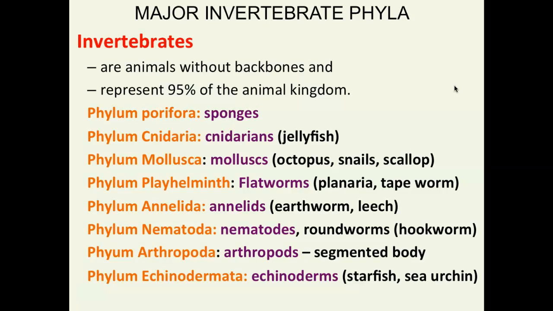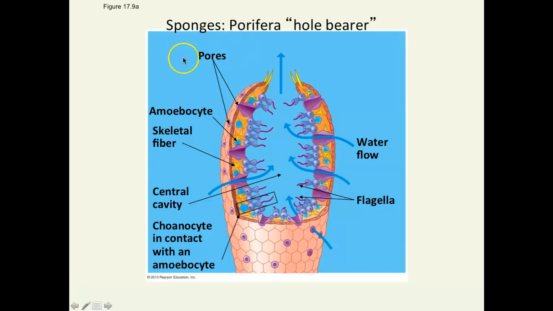All right, so we're going to start off with our sponges, the phylum Porifera. So just looking at the title, what they named this group of animals, they're porous. They have pores. So they're called pore bearers. So the sponges are the phylum Porifera, hole bearers.